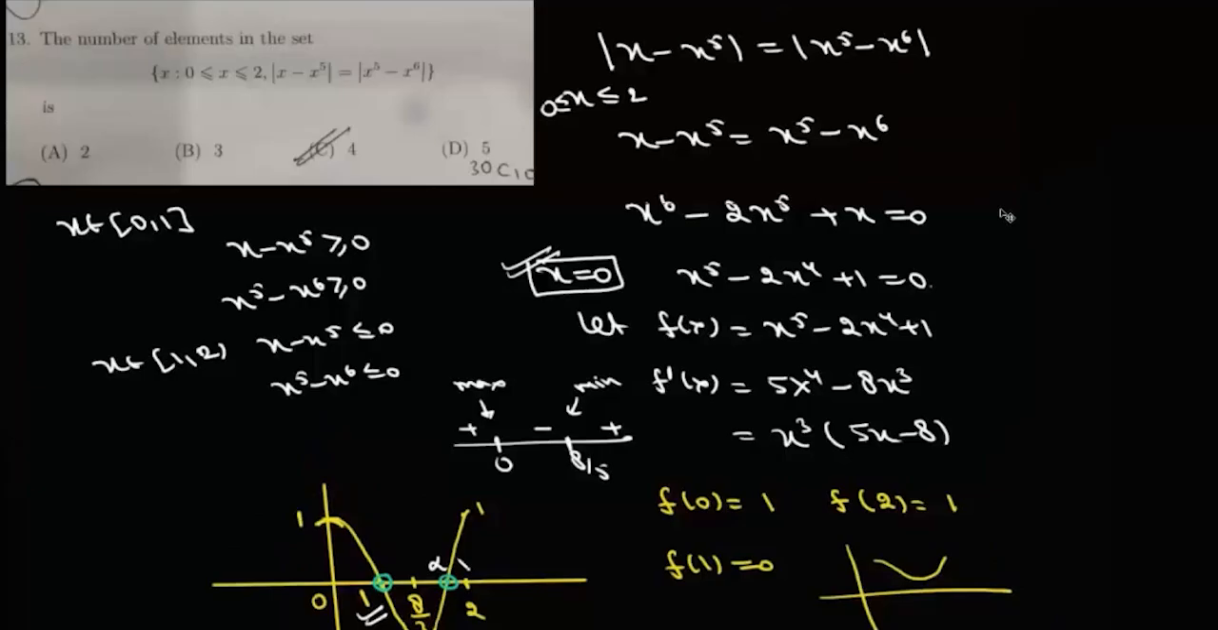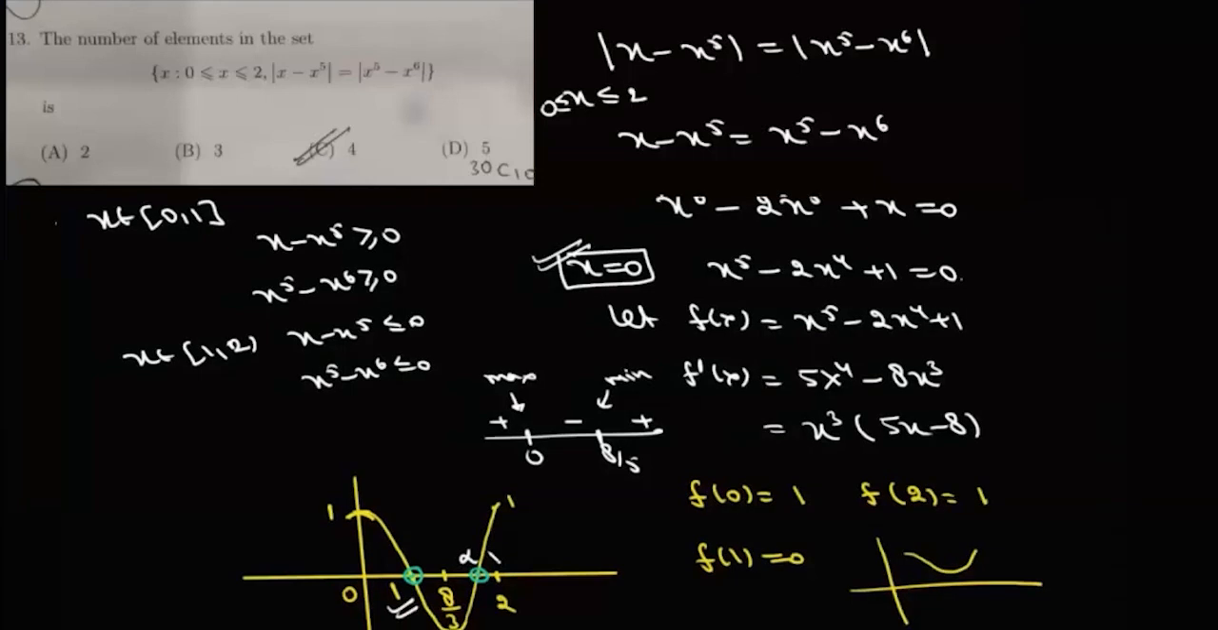Now the question is, we need to find the number of elements in this set when x lies between 0 and 2: mod of x minus x to the power 5 equals x to the power 5 minus x to the power 6. Now we know that when x lies between 0 and 1, as the power increases, the number decreases. So basically x minus x to the power 5 will be positive and x to the power 5 minus x to the power 6 will be positive. So both these expressions will have the same sign, which is positive.